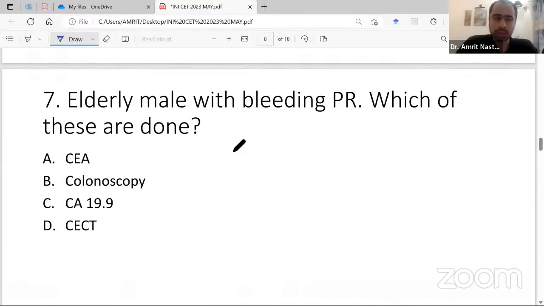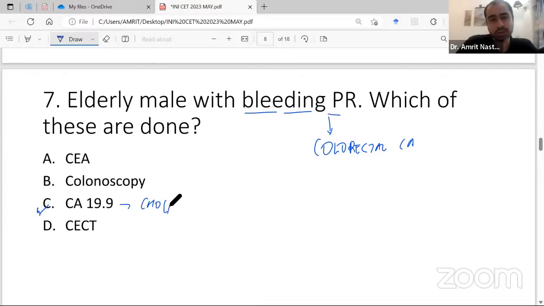This was an interesting question, but not the most difficult. There was some clinical scenario given. Patient is an elderly male. He is coming with bleeding PR. Bleeding PR, elderly male, you will think about colorectal cancer. So the scenario was suggestive of colorectal cancer. Which of these is not going to be done? Answer is CA19-9. Okay, CA19-9 is seen in cholangiocarcinomas.